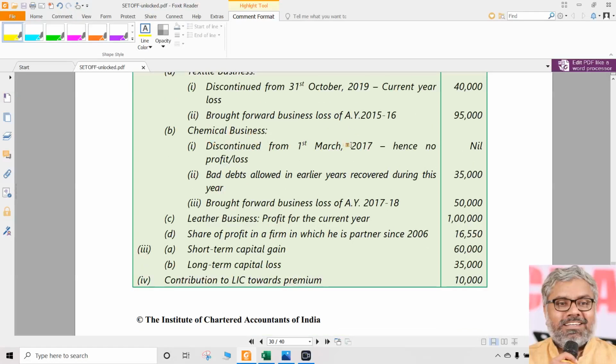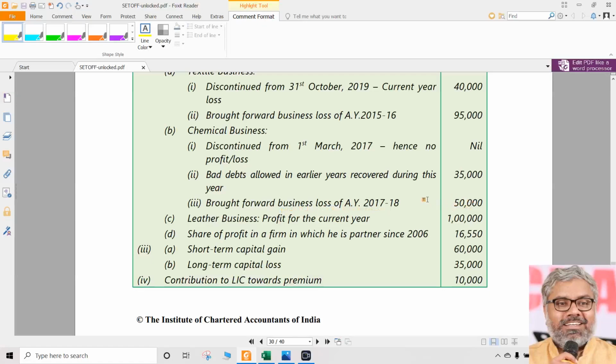Then the chemical business was discontinued in March 2017, not now. So in the current year there is no loss and no profit naturally because we did not even do the business. However, look at this. Bad debts allowed in the earlier years and recovered during this year is 35,000. This becomes deemed profits. You have to remember Section 41. When any deduction was allowed in the earlier years and is recovered during the year, that becomes PGBP, that becomes taxable. 35,000 will be taxable. However, can this 35,000 be used for setting off the brought forward business losses? Absolutely yes.